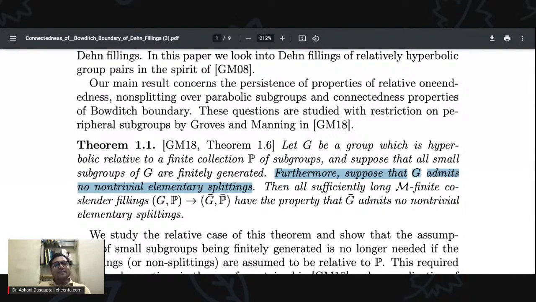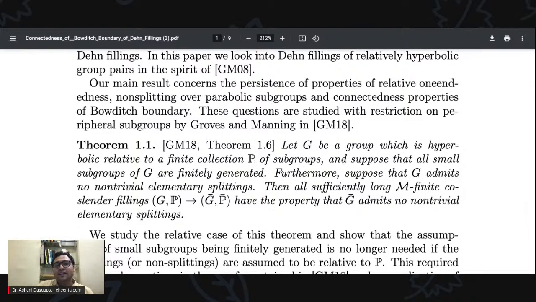So it says that if the original group does not admit an elementary splitting, then if you fill in that group, that is, quotient out the peripheral subgroups, remember that's the meaning of filling, the filled in group also will not admit any elementary splitting. So in a way, if the original group cannot be factorized, then the filled in group also cannot be factorized in a certain way. That was the theorem in the Groves and Manning 2018 paper, but they had a certain condition.